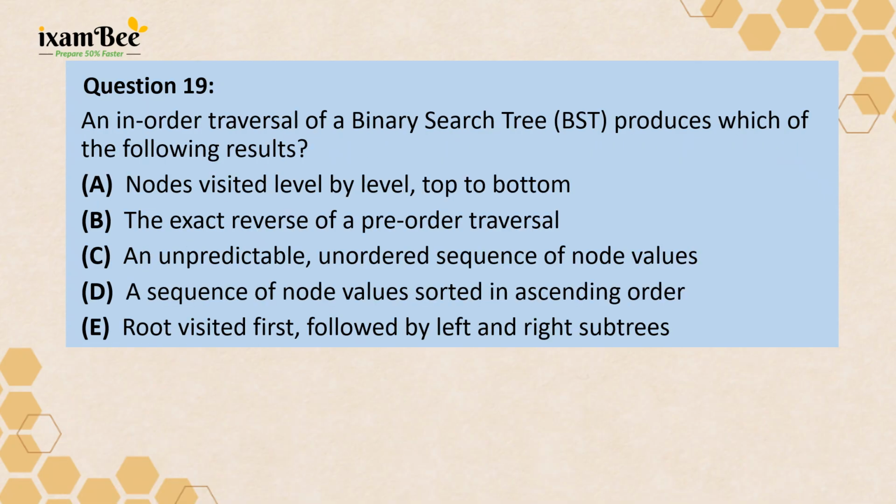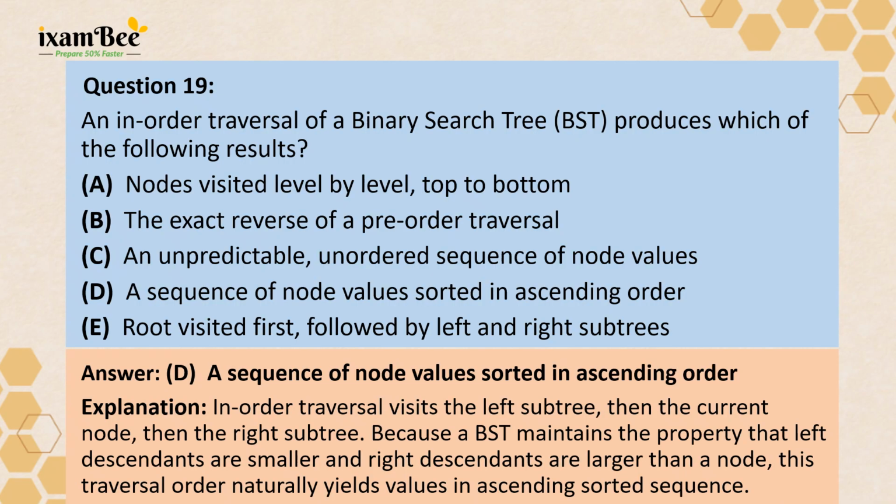An in-order traversal of a binary search tree produces which of the following results? So here the correct answer is option D, a sequence of node values sorted in ascending order. In-order traversal follows a specific order. Visit the left subtree first, then the current node, then the right subtree.